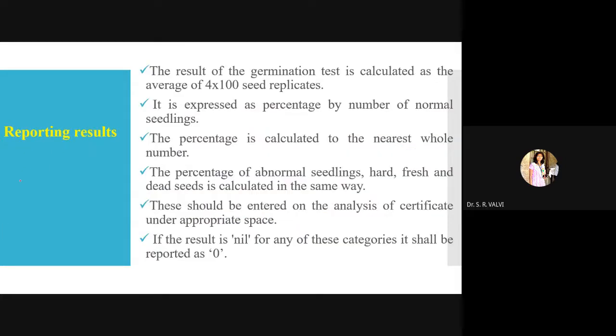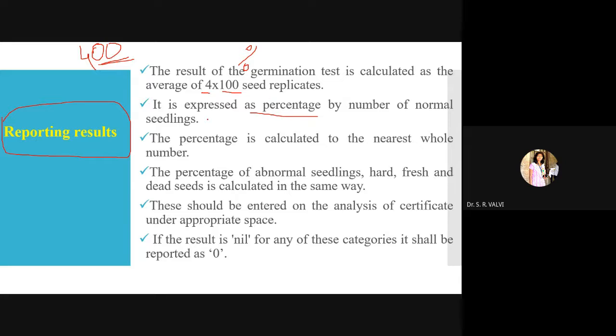Now, reporting results. How do we make the final report, the final answer of our germination test? Previously we have taken a total of 400 seeds, right? You have to take a minimum of 400 seeds because this is the rule set by ISTA. Suppose you have taken 100 seeds each, then your replicas would be 4, so your results would be 4 results, right? It is expressed as a percentage. We calculated this in the previous lecture in computational botany. We have learned this germination percentage.